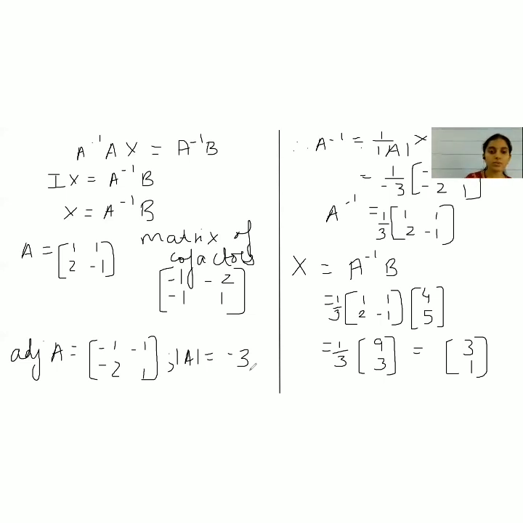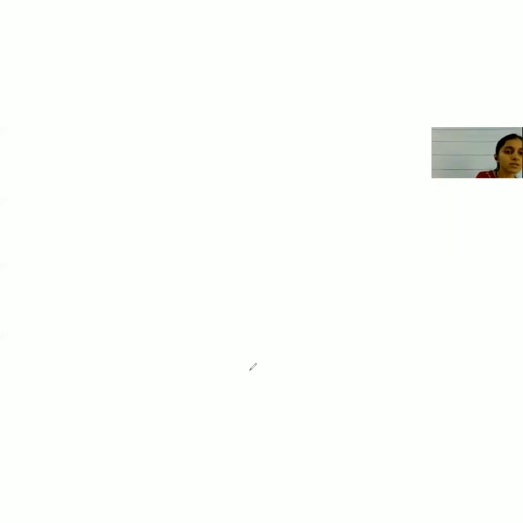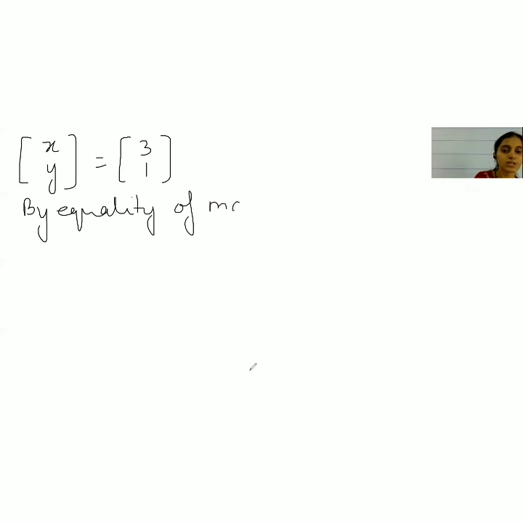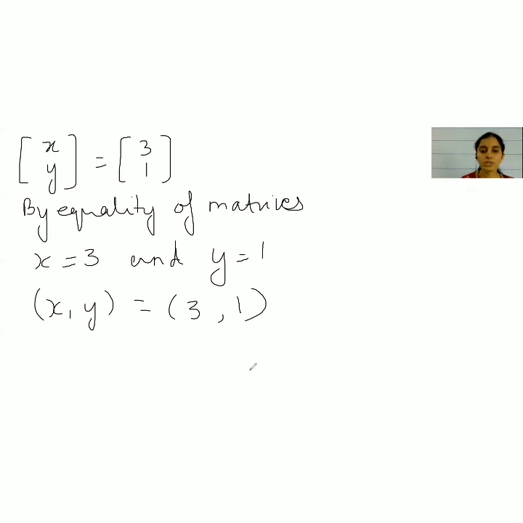Now the last step will be, we'll put X as your matrix x comma y, and your answers as 3 and 1. Here you have to write by equality of matrices. We have to mention this. X is equal to 3 and y is equal to 1. So our solution set can be given as x comma y is equal to 3 comma 1. Okay, this is the solution set of the two linear equations that they have given us.